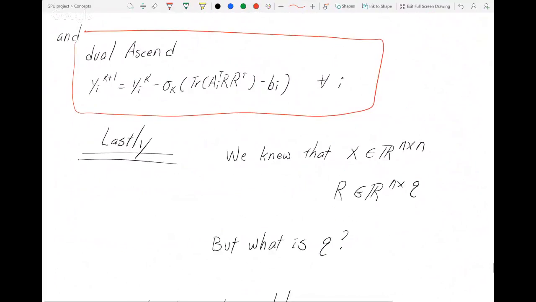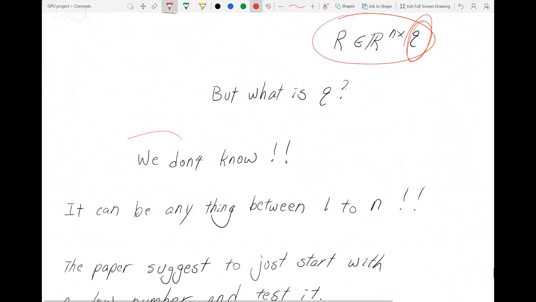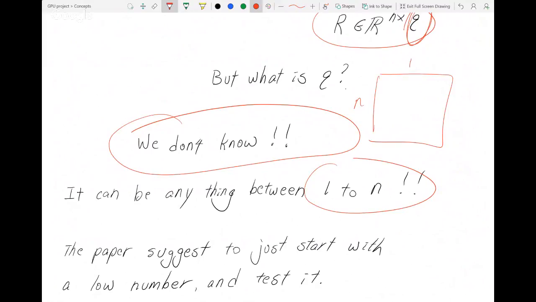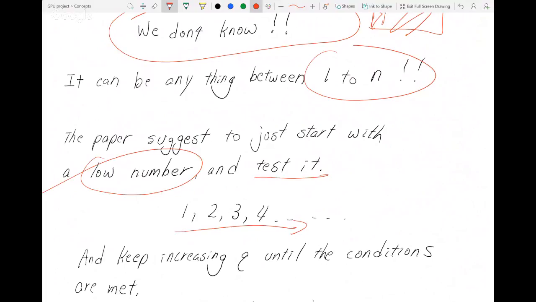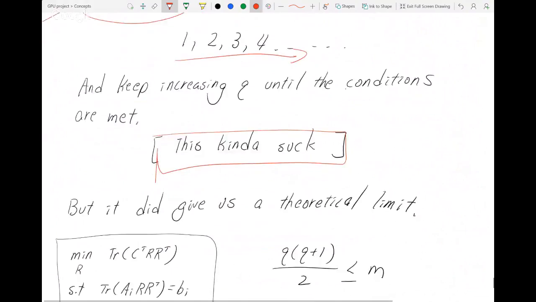Lastly, we know that, well, X equals this, and R is some smaller matrix. But we actually don't know what q is. Well, so what is q? Well, we don't really know, and it could be anything between 1 to n. So if X is this big, n by n, it could be as small as this or as big as the same size. So the paper suggests to just start with a low number and test it as you go up, 1, 2, 3, 4, and keep increasing q until all the conditions are met. Of course, this kind of sucks, but I guess that still gives you a good result.